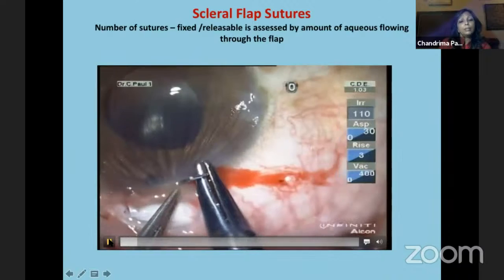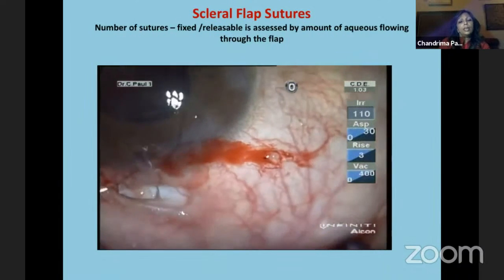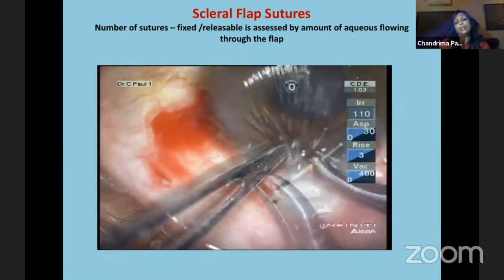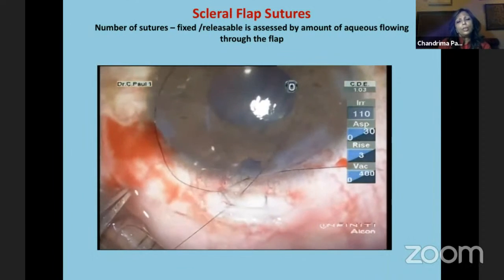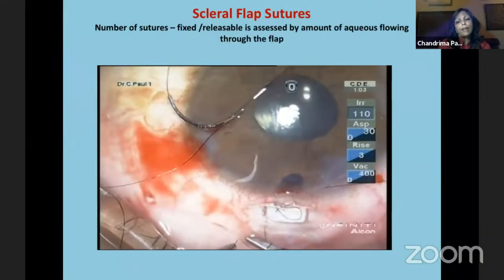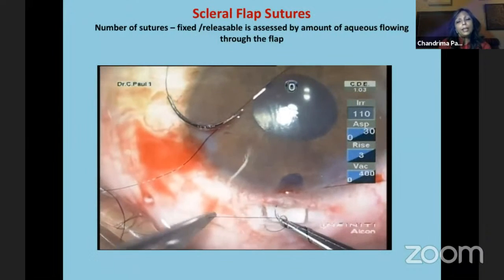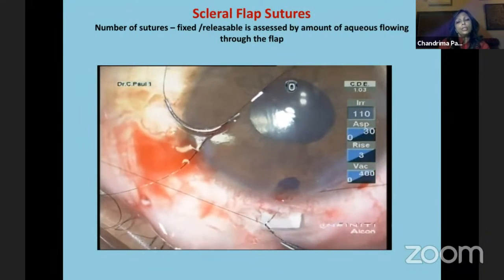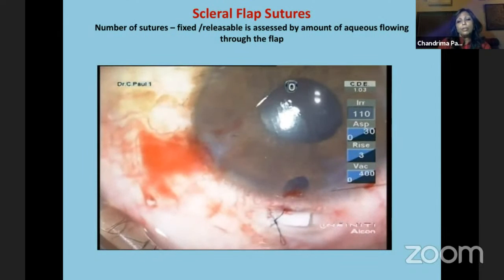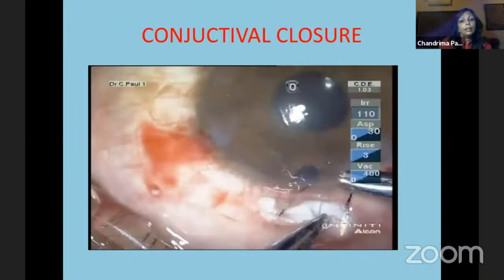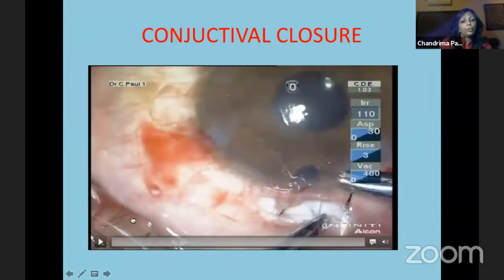So that's a releasable suture that you see there. It's relatively simple. Just take it in through the limbus, in through the conjunctiva, and through the scleral flap onto the inner lip. After 4 throws, just take out that loop, and that's your releasable suture. It helps you titrate the IOP post-operatively.